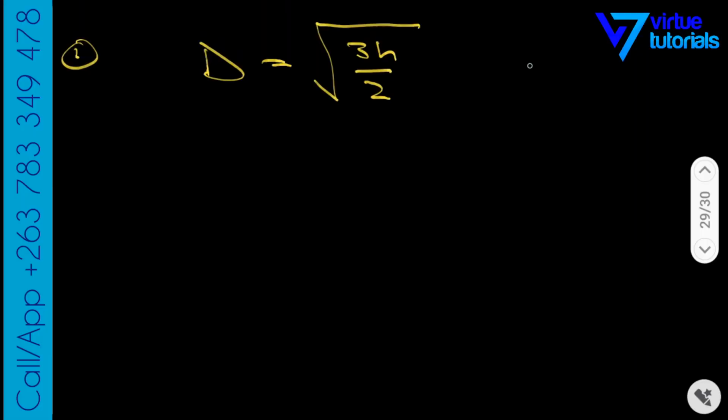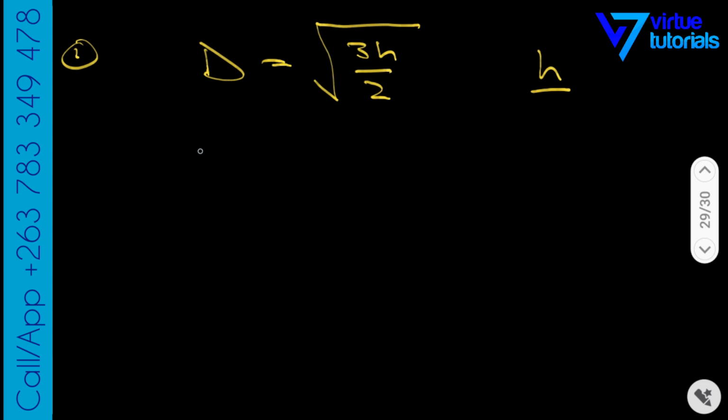Okay, so let's look at two quick examples of some practical situations when you're asked to find or to make something the subject of a formula. In the first situation here, we want to make x the subject of the formula. Now, if you look at it here, you have the square root of 3h over 2. So everything is under the square root. I cannot access anything without removing the square root. So the square root is the first one to go.